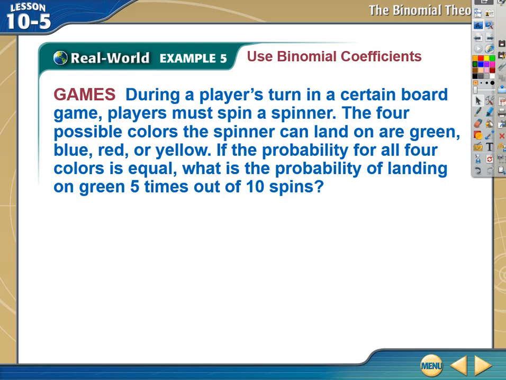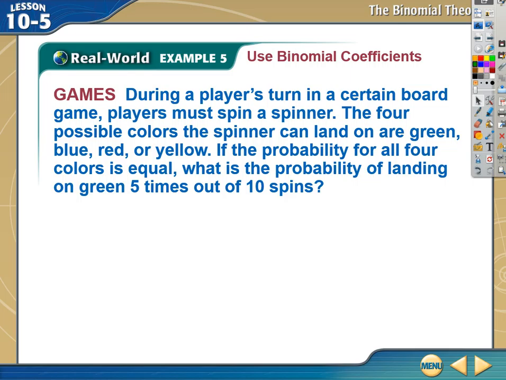So I want to use binomial coefficients or binomial stuff in real life. And I'm going to take a little bit of time in these next two examples because, believe it or not, over half of your homework is actually on this stuff here, and there's only two examples. So I'm going to go through this a little bit slower, okay?